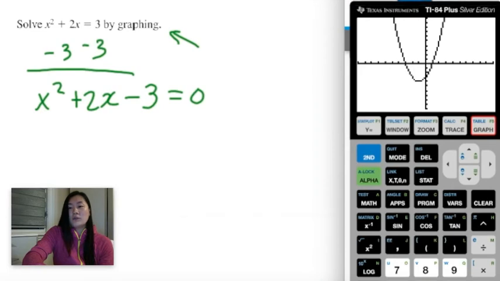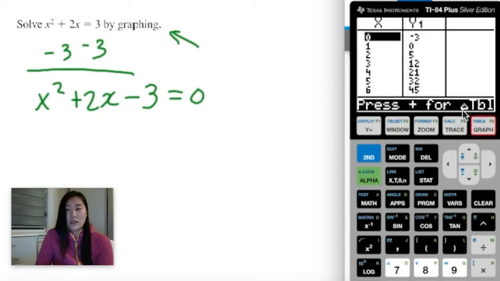And I'm going to teach you how to do this in 2 different ways. I'm going to look at the table values first. So in order to find the x-intercepts, we're going to think about y value being 0. So I'm going to hit second table, which is the same as the graph option. And yes, we can use second calc, but I'm going to teach you that next.